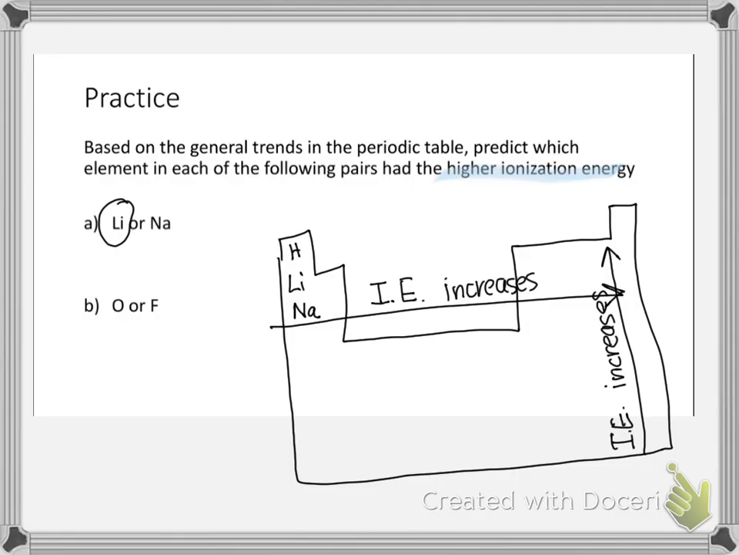It's also smaller. Then we have oxygen and fluorine. Oxygen is over here somewhere on 6A, and fluorine is 7A, somewhere around here. So these are in the same row, and we know that ionization energy increases as you go from left to right. So in this case, the fluorine would have the higher ionization energy based on the question.